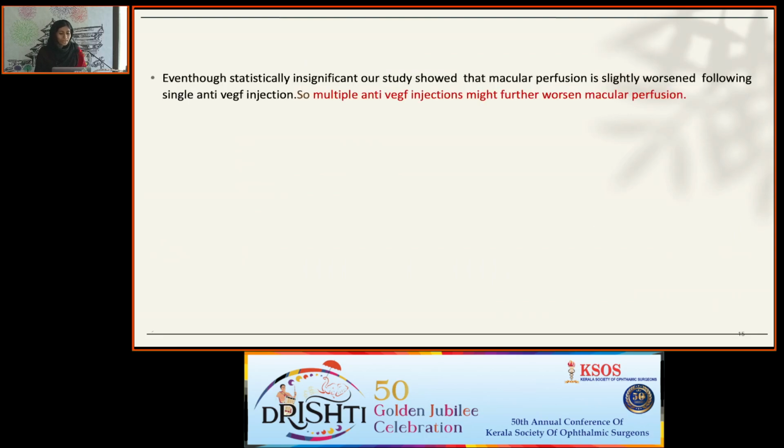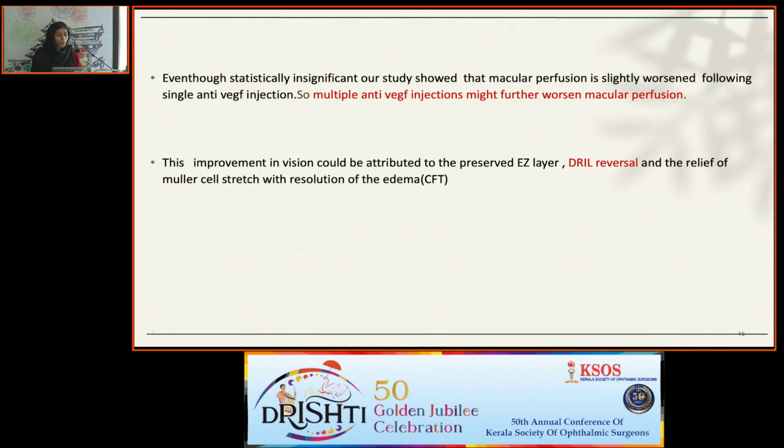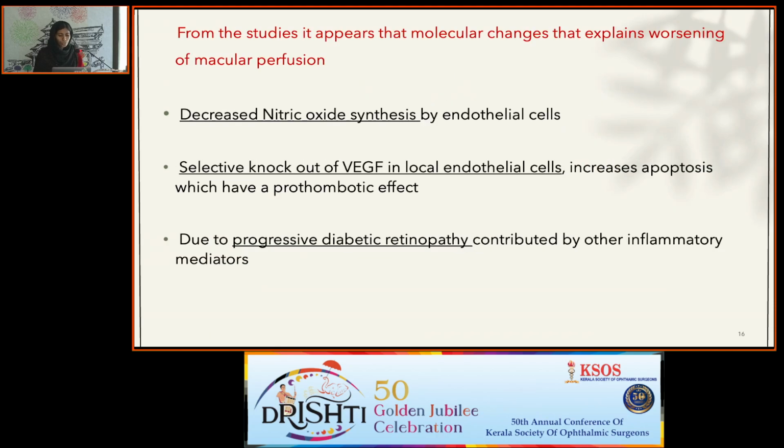Thus, even though statistically insignificant, our study showed that macular perfusion is slightly worsened following a single anti-VEGF injection. So, multiple anti-VEGF injections might further worsen macular perfusion, and this improvement in vision could be attributed to the preserved ellipsoid layer and better regaining of inner retinal anatomy due to reversal of disorganization of retinal inner layers and the relief of Muller cell stretch with resolution of the edema. This also signifies that the regain in best-corrected visual acuity is not related to the foveal avascular zone perfusion status.